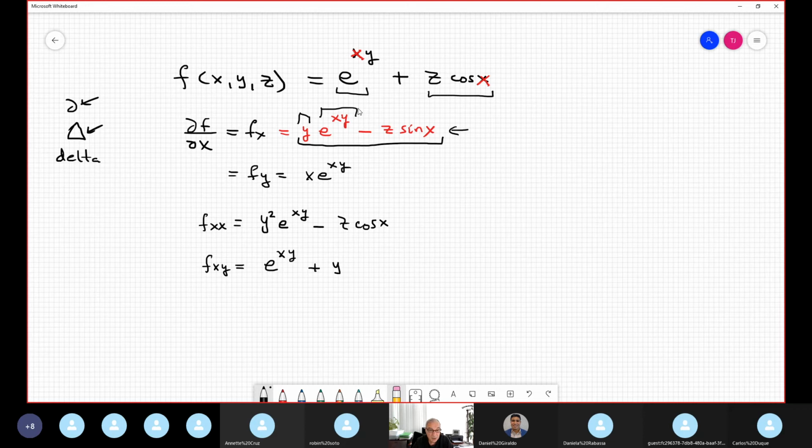This y stays the same, and you differentiate this with respect to y. So it's like x e to the xy, no? Because when you differentiate e to the 2x in Calculus 1, it's e to the 2x times 2, no? Because the derivative of the other part is with respect to x and y. And this is the extra y that goes outside. And the second part does not depend on y, entonces es 0. Okay.